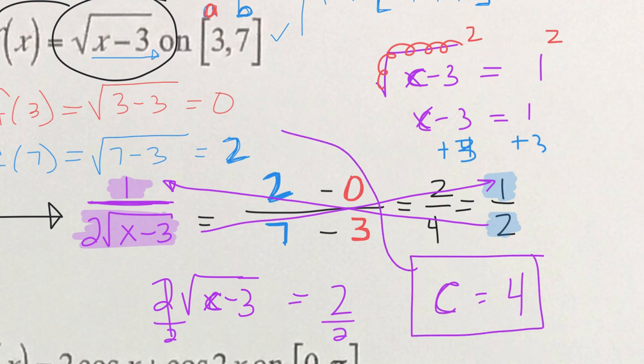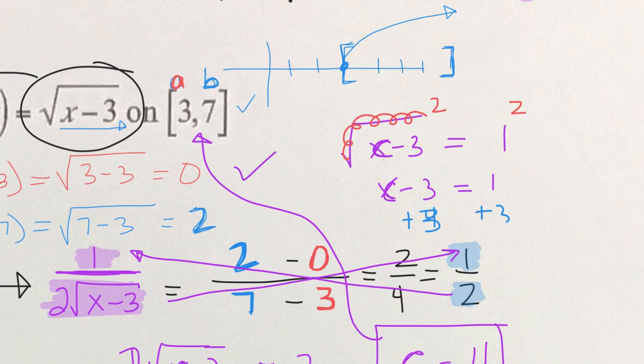Is this on our interval? Yes, it is. So at an x value of 4, our graph is going to have the same slope as from 3 to 7. Right? That's what we're looking for graphically.